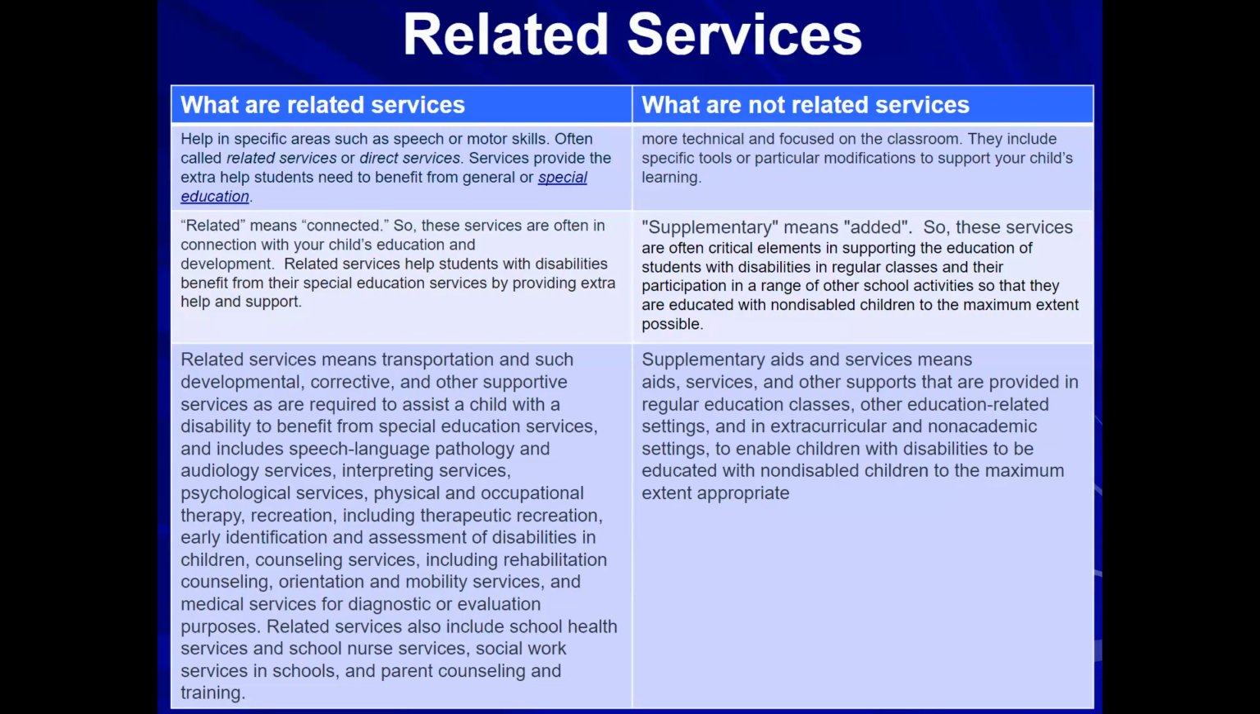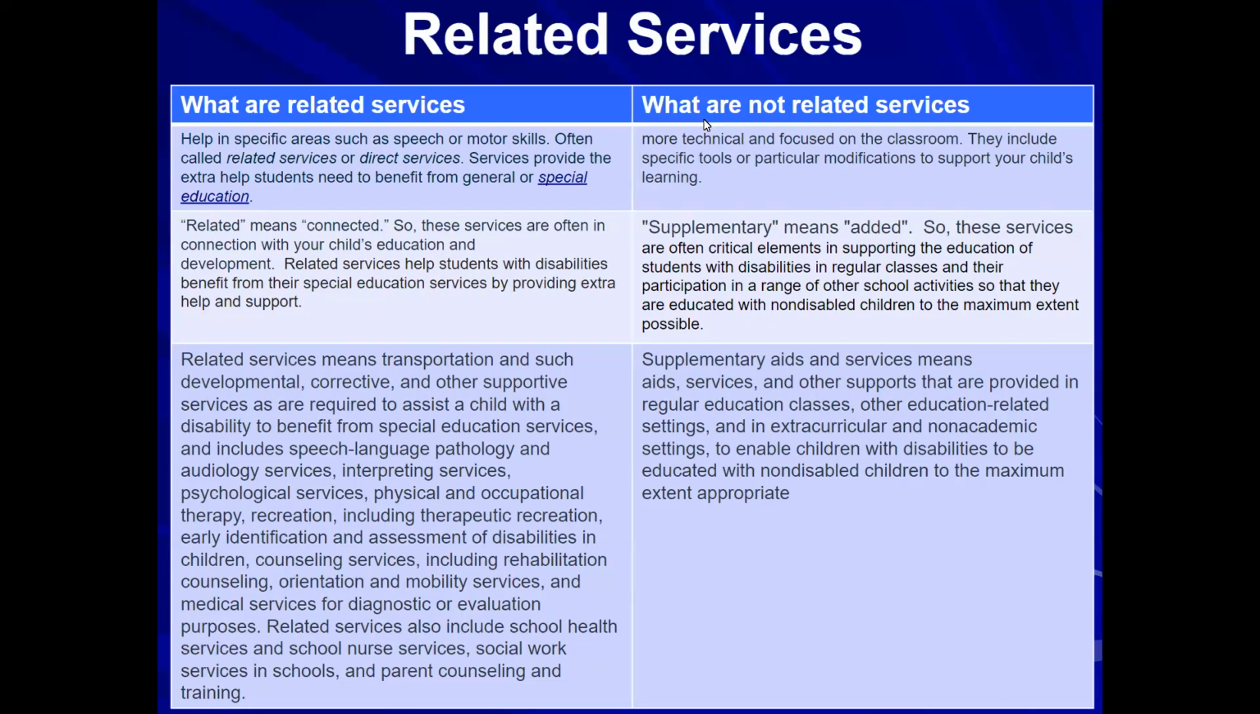Related services, there's a whole bunch of them. So that could be transportation, that could be speech and language, audiology or hearing services, interpreting services, psychological services, physical therapy, occupational therapy, recreational therapy, counseling, orientation and mobility services, medical services, such as nursing services, social work, and then there is also parent counseling and training. We're not going to talk about all of these today. We're only going to be talking about a few.